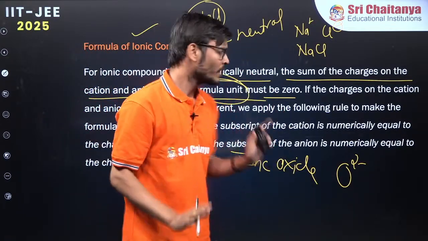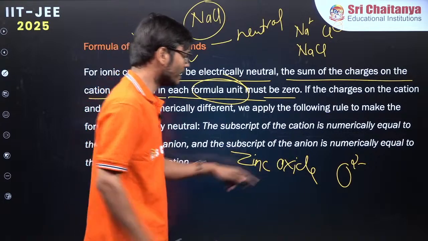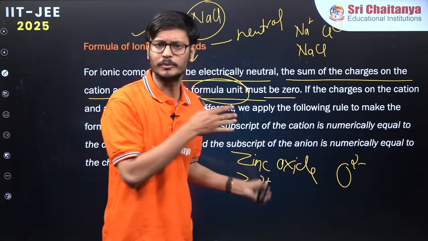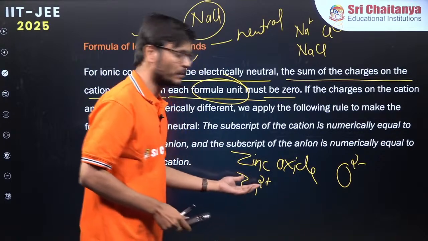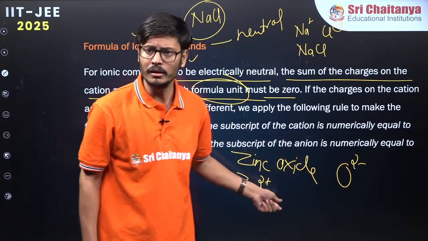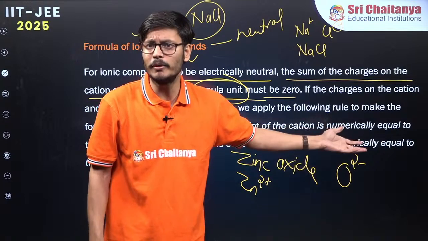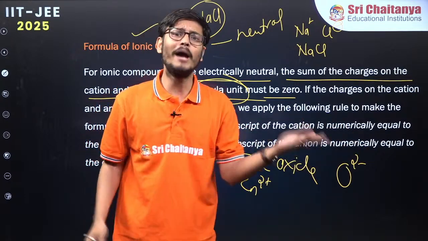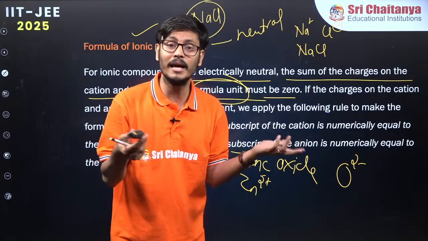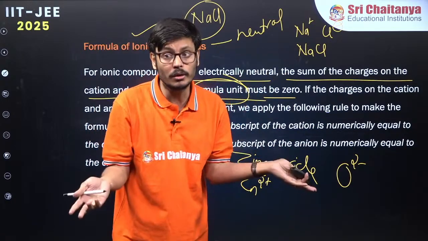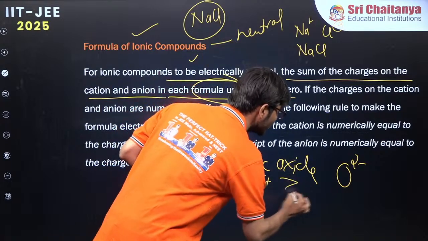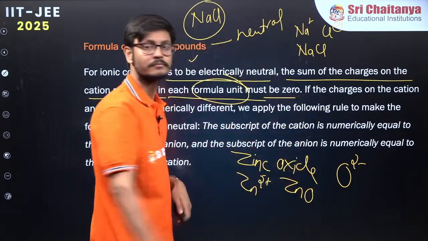For now, I'm saying to you, zinc means Zn2 plus. Just right now, just believe this. I'll come to the nomenclature. Zinc means Zn2 plus, oxide means O2 minus. Now, do I need any number? Zinc should be 2, oxygen should be 4, anything like that? No. Why we don't do that? Because the charges are same. When the charges are same, they are already electrically neutral. So you simply write zinc oxide.